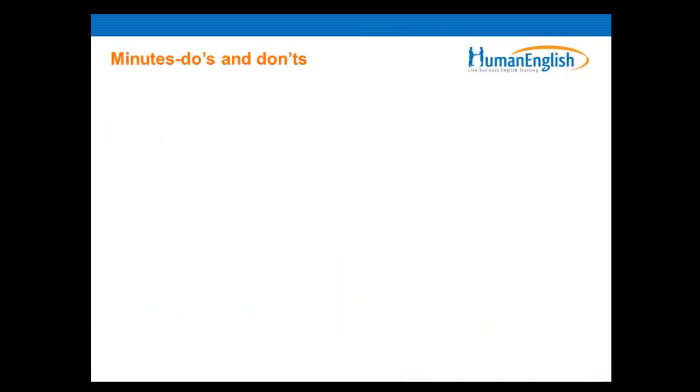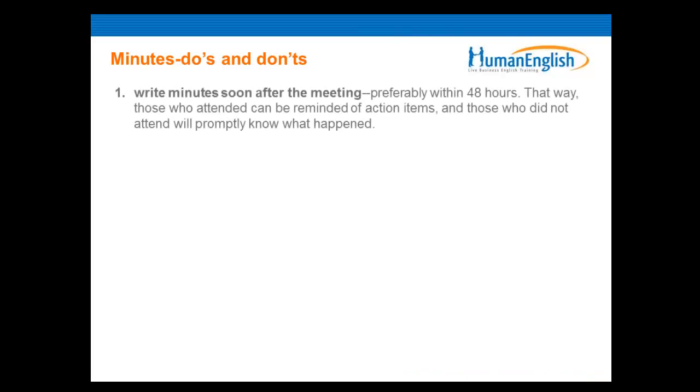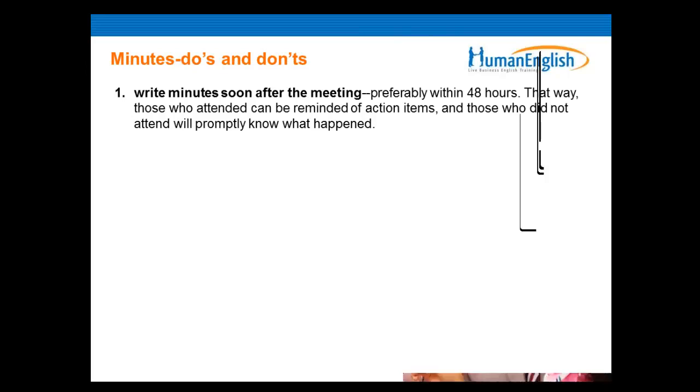Okay, there are some do's and don'ts about minutes of a meeting. So let's look at them, and you can just write in the chat box if you think it is a do, something that should be done, or a don't. Number 1: write the minutes soon after the meeting, preferably within 48 hours. That way, those who attended can be reminded of action items, and those who did not attend will promptly know what happened. Right, Gunther and Olga, that is correct, and Perry, do. So the minutes of the meeting should always be written soon after the meeting.